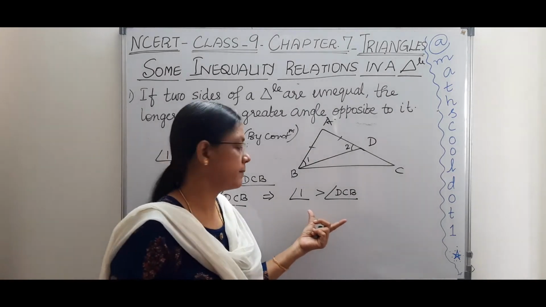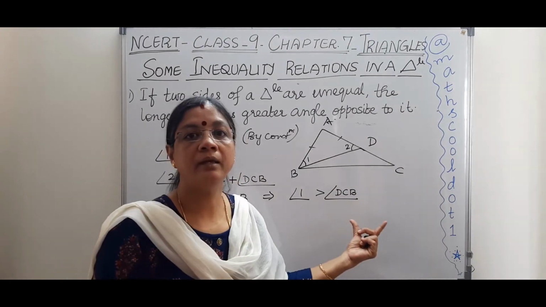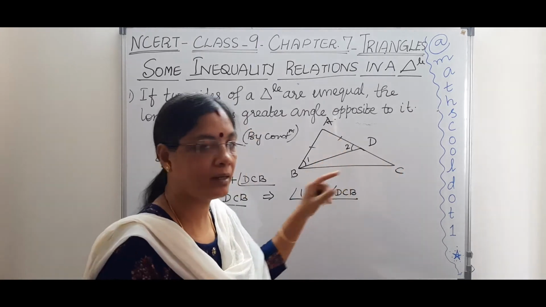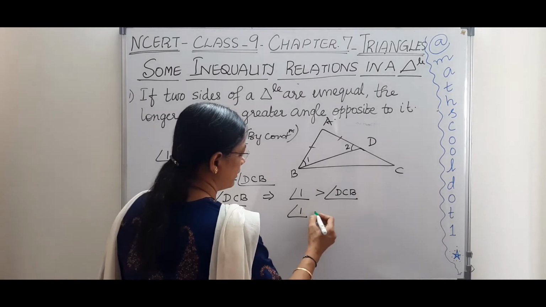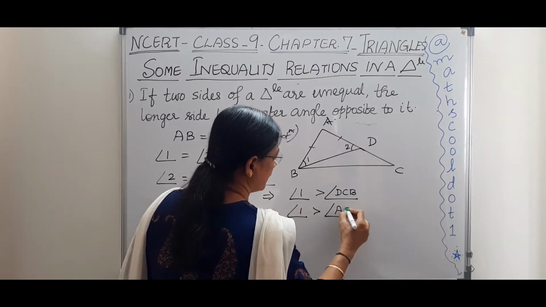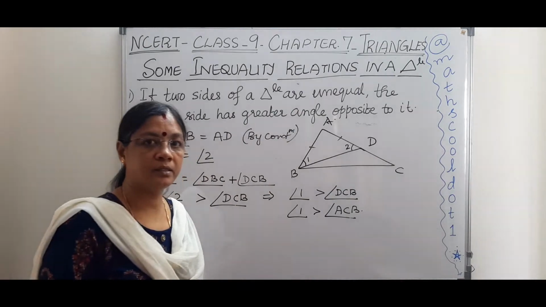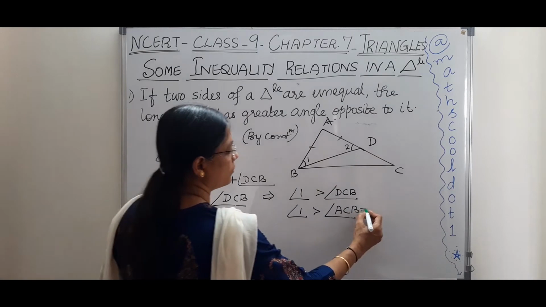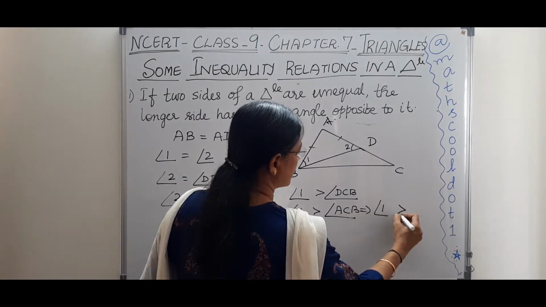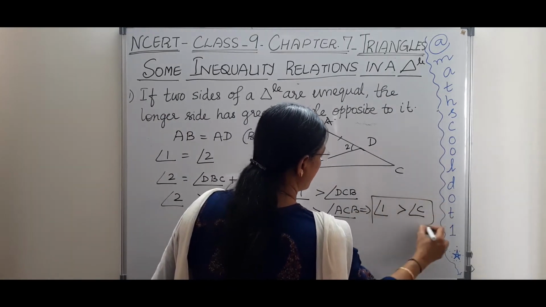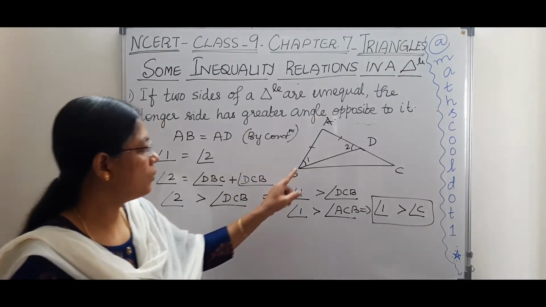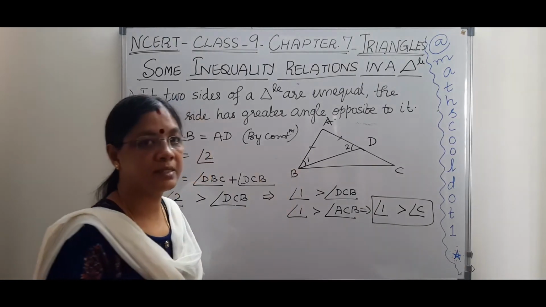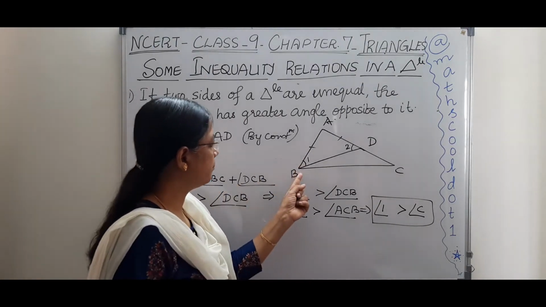So angle 1 is greater than DCB. Now DCB is nothing but ACB, and ACB is nothing but angle C. Which implies angle 1 is greater than angle C. So we have one relation here: angle 1 is greater than angle C. Keep that in mind. Now we'll come to this angle. Now what is B here?